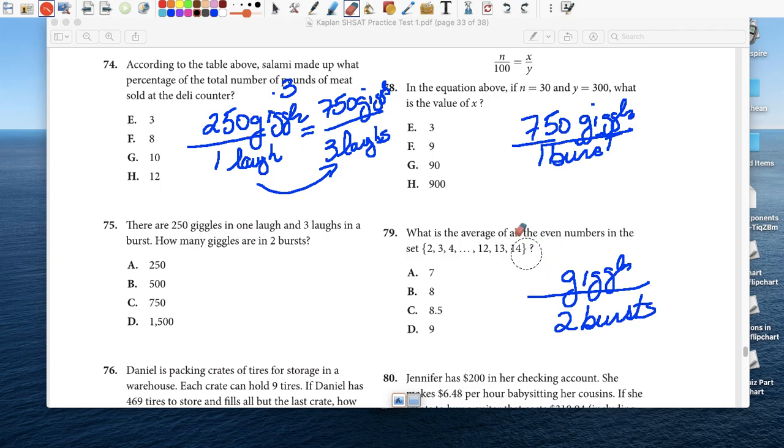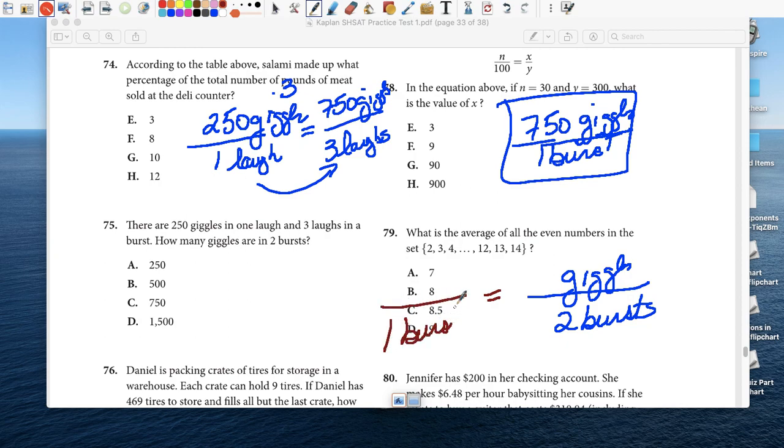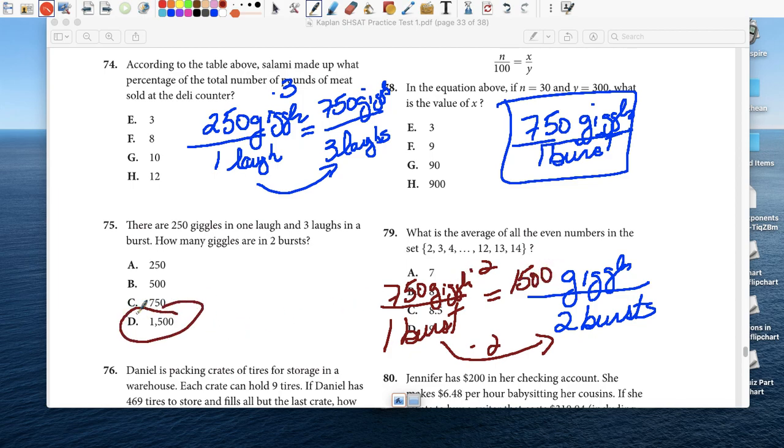So the question ends up, and now I can use this, and I'm going to bring that down, because the question is, how many giggles in 2 bursts? Well, I know that 1 burst is 750 giggles. We just found that out. So if there's 2 bursts, well, this one's easy. Times 2, we multiply the top times 2, we get 1,500 giggles, and there's our answer.